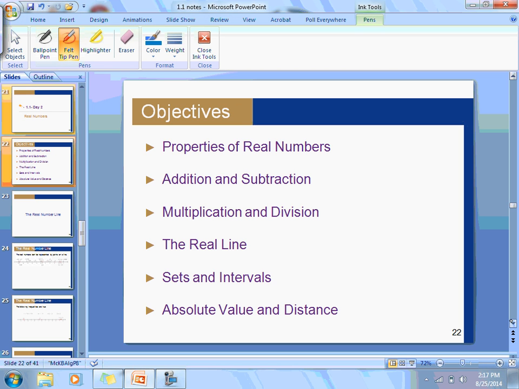The concepts we're going to be talking about today are the bottom 3 objectives listed here. We're going to review the real number line, and then we're going to talk about something a little newer: set notation and unions and intersections. And then we're going to talk about absolute value and distance. The way they approach distance is a little bit new for you too.